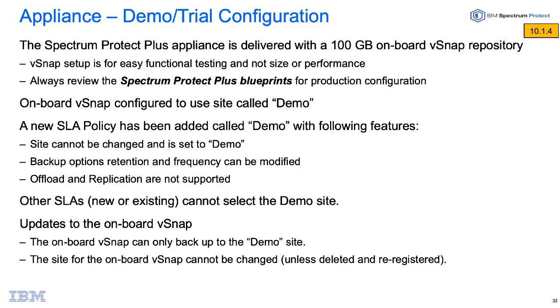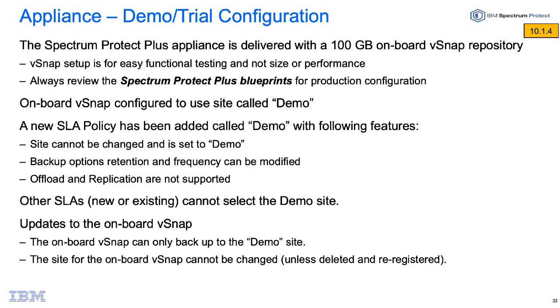And what's going to happen is that 100 gig onboard vSnap repository is going to be configured to use the site demo, but with that SLA policy, you're not going to be able to change its site. You are going to be able to add systems and change the frequency, however, but offload and replication are not going to be supported with that site and vSnap.